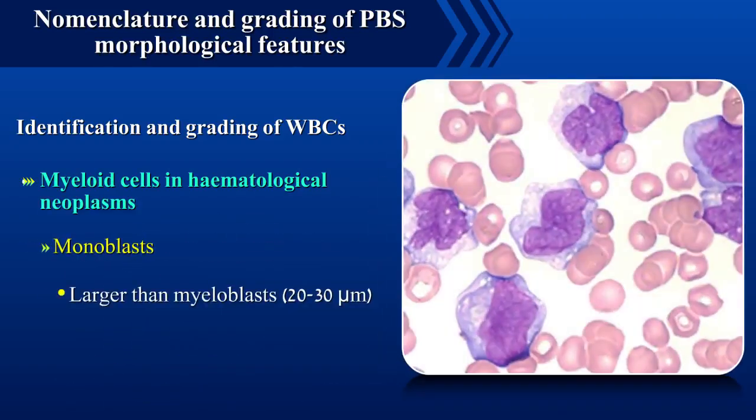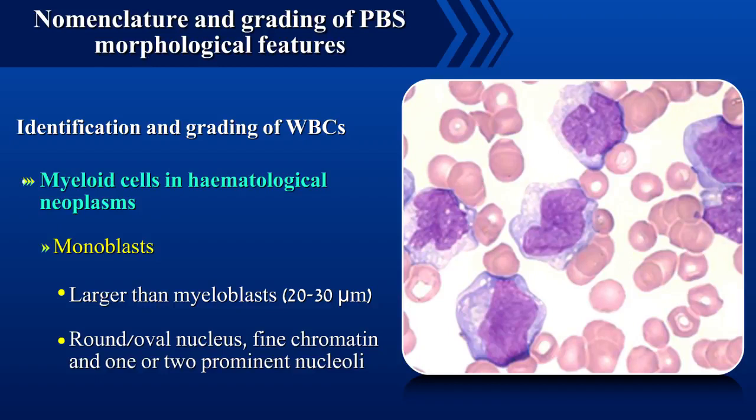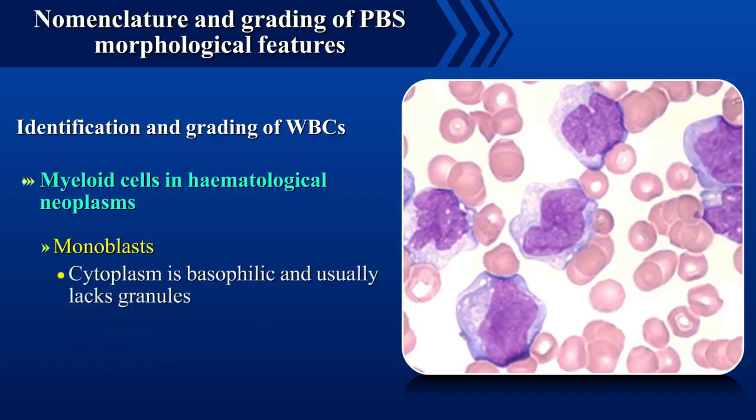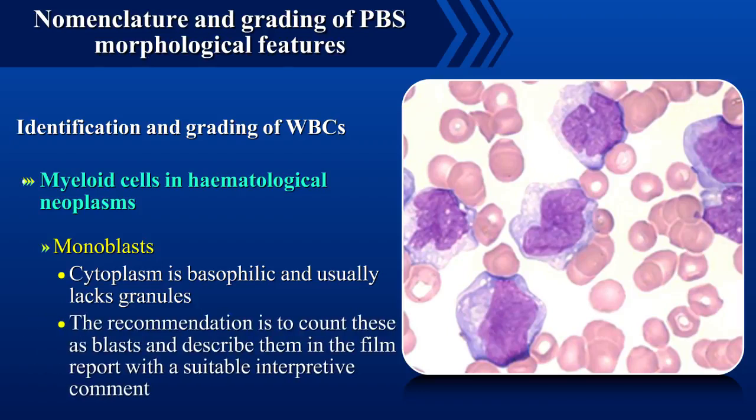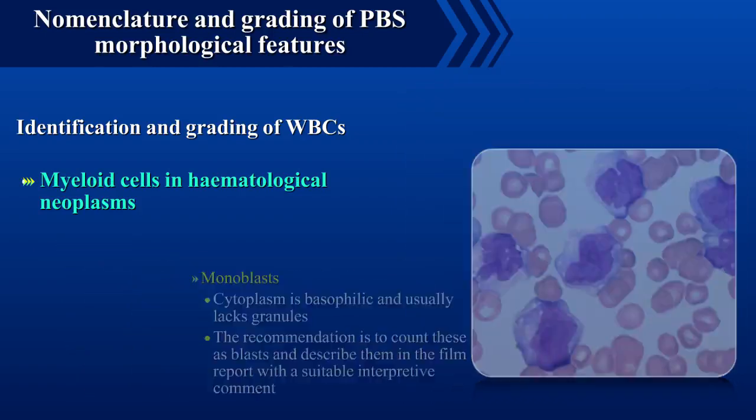Monoblasts are larger than myeloblasts, about 20 to 30 microns in size, with a round to oval nucleus, fine chromatin, and one or two prominent nucleoli. The cytoplasm is basophilic and usually lacks granules. The recommendation is to count these as blasts and describe them in the film report with a suitable interpretive comment.